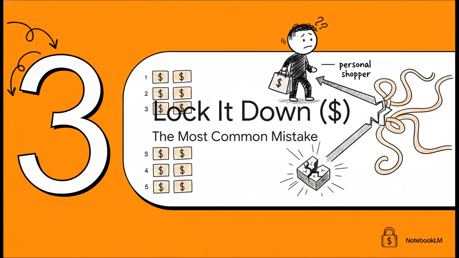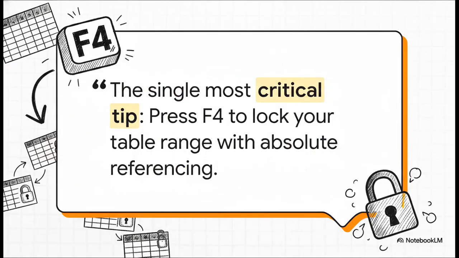Okay, now for the part where everybody trips up at first. This is the most common mistake, hands down. We have to make sure our personal shopper doesn't get lost if we ask them to run the same errand for a whole list of items. And here is the secret sauce. The absolute most critical tip I can give you is this. After you select your table, just press the F4 key. That's it. This locks the source location. This is called absolute referencing, and it means Excel will always know where to look.